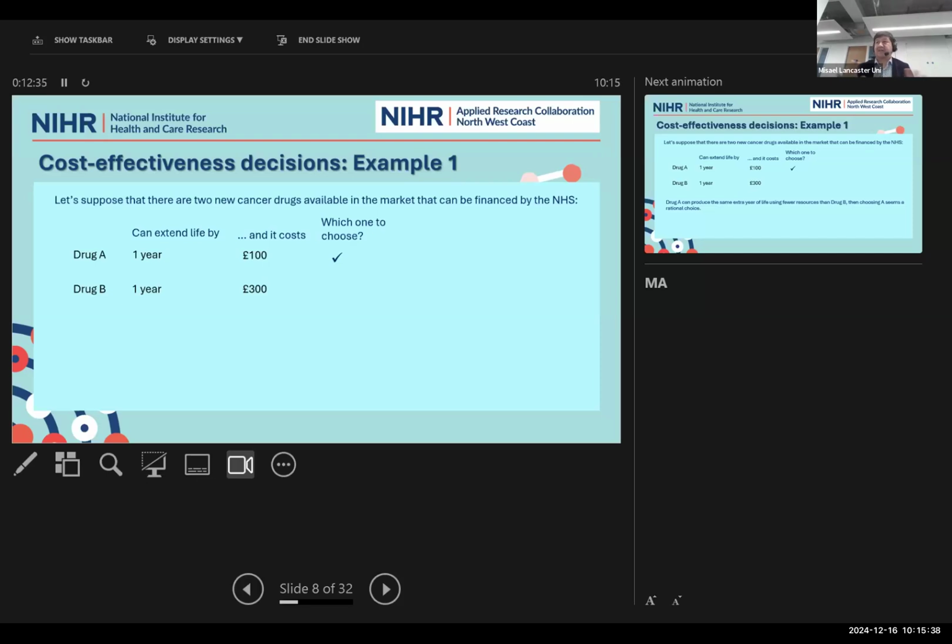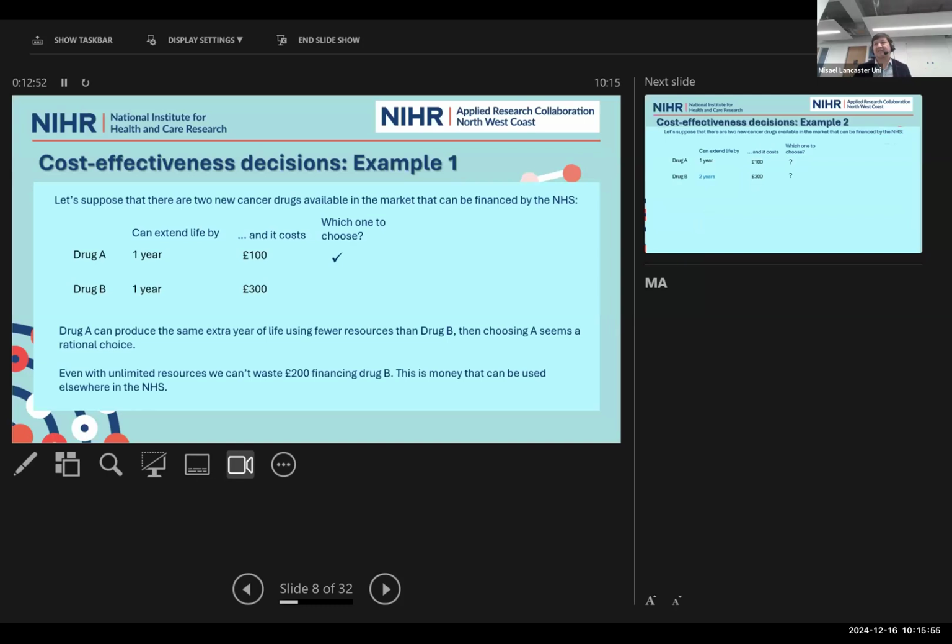Without further information, if we are forced to choose, we will choose drug A. This is because drug A can produce the same extra years of life using fewer resources than drug B. So even if we have unlimited resources, there is no reason to choose drug B, because we will waste £200 that can be used elsewhere in the system.